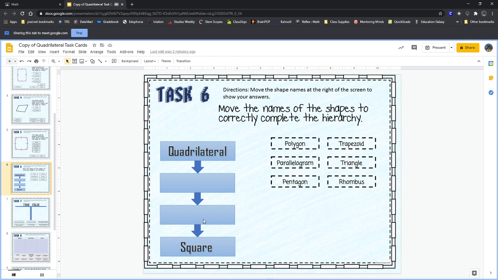Trapezoid. Trapezoid is not one of them that belongs here. Trapezoid is a quadrilateral, but it wouldn't go in this order. So I'm going to move my trapezoid over here. I'm not going to use that one.